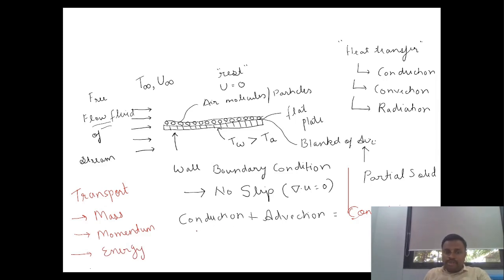Now if you are focusing on conduction, for conduction we have the governing equation as what? Fourier's law of conduction. Now in Fourier's law of conduction, Q is the important parameter, transport of heat, and it is always proportional to the negative of the temperature gradient.